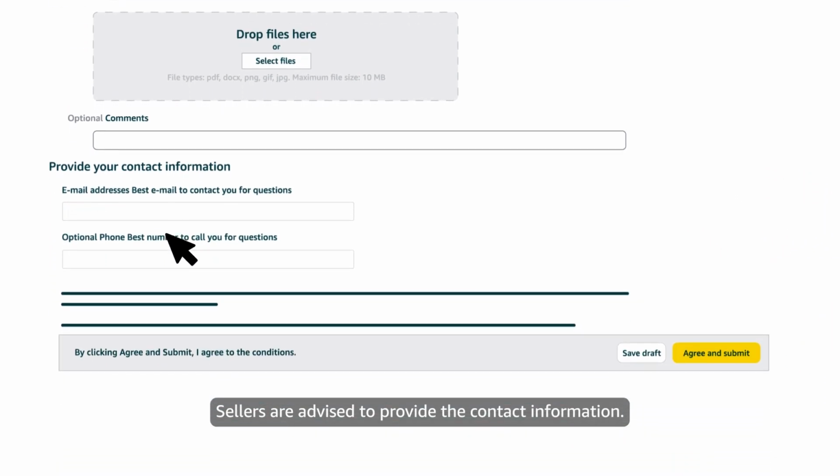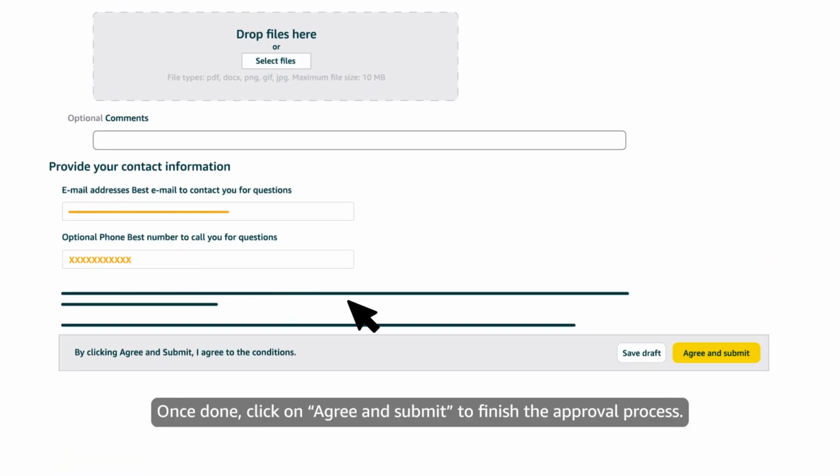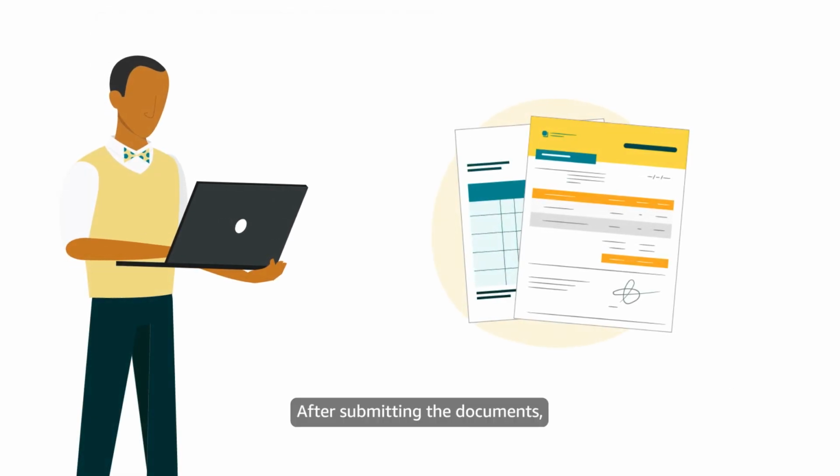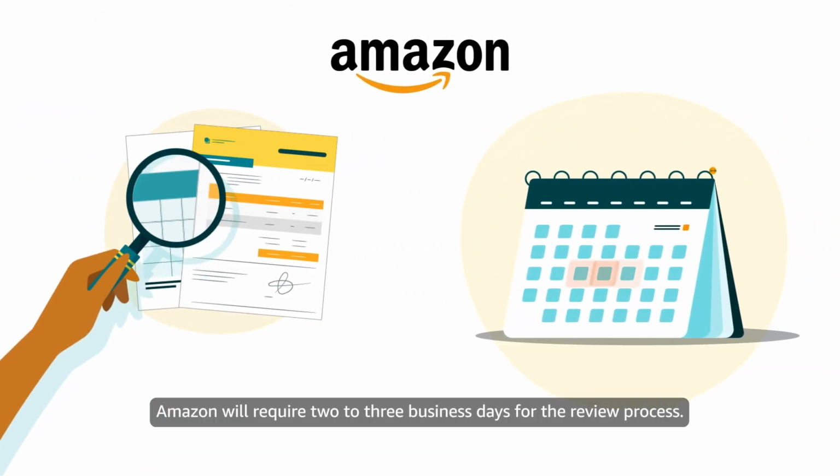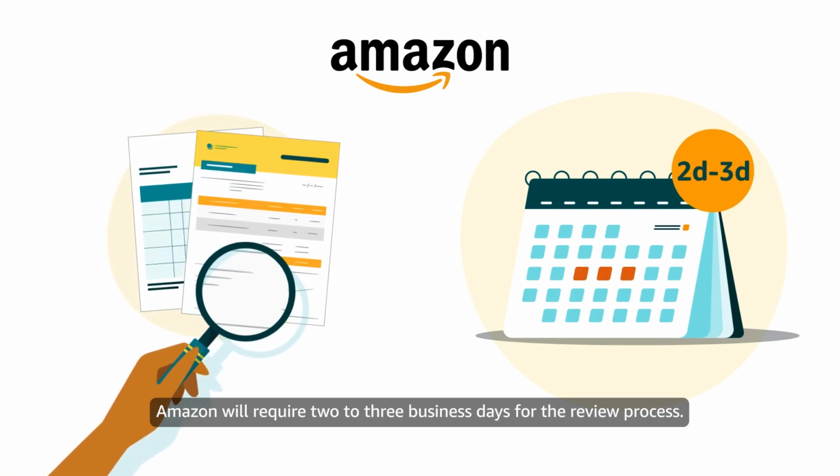Sellers are advised to provide the contact information. Once done, click on Agree and Submit to finish the approval process. After submitting the documents, Amazon will require 2 to 3 business days for the review process.